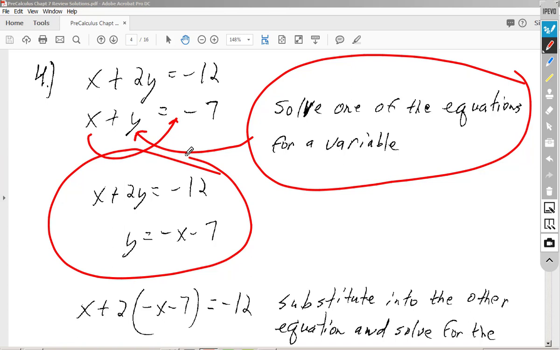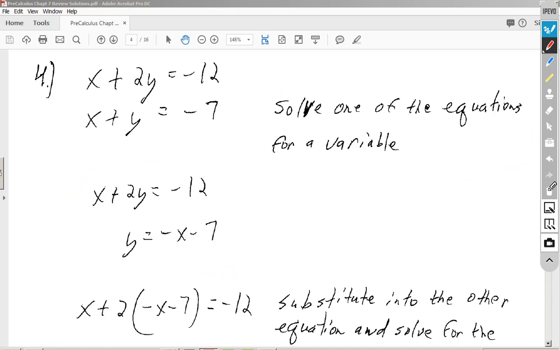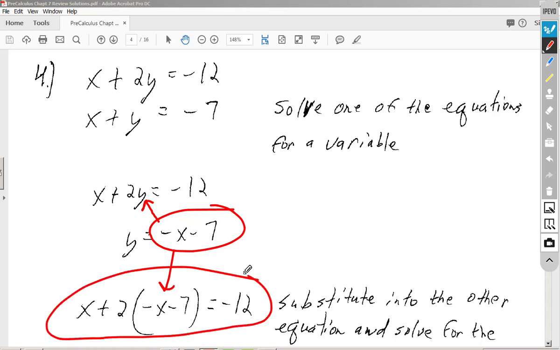Now that I've done that, using my substitution method, that means that I can take this y value of negative x minus 7 and substitute it into my original equation, or my first equation of x plus 2y equals negative 12. So here I've done that. I've substituted that in. I've got x plus 2, and notice now I've got negative x minus 7.